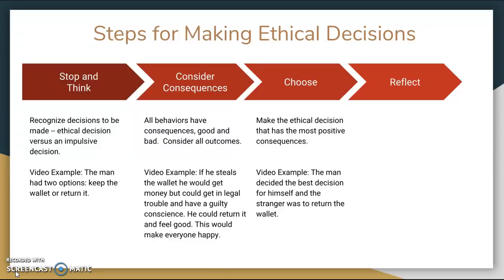In the video, we all saw that the man decided the best decision for himself and the stranger who lost his wallet was to return the wallet.